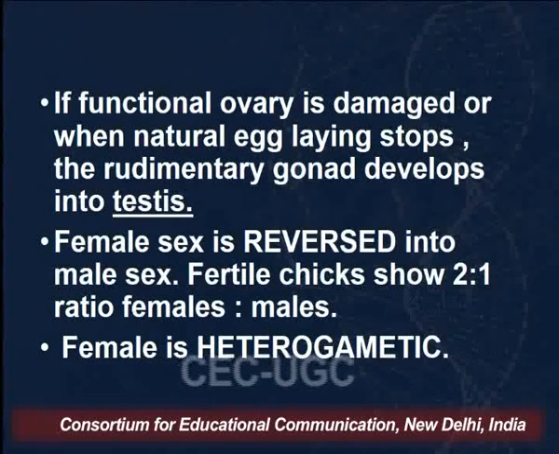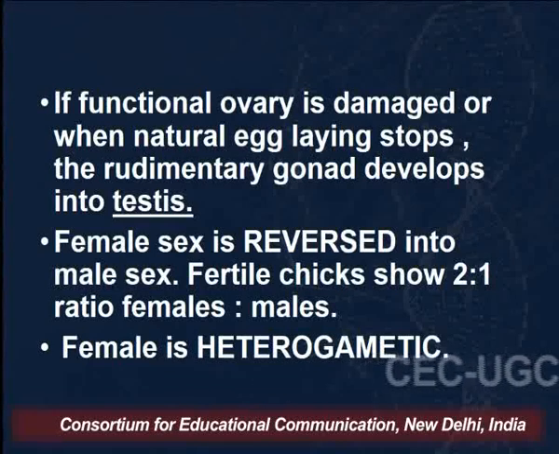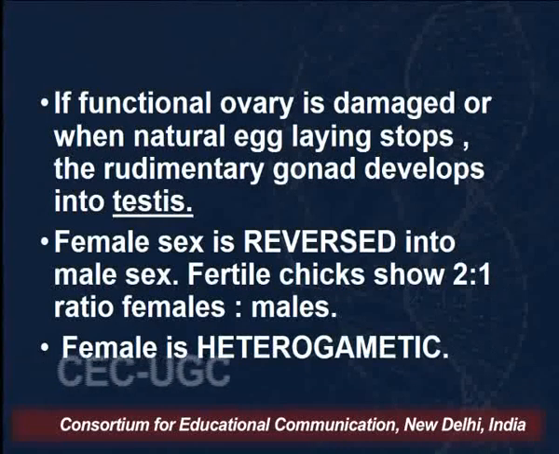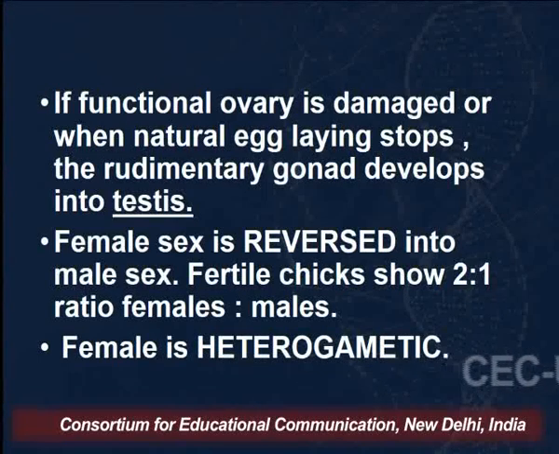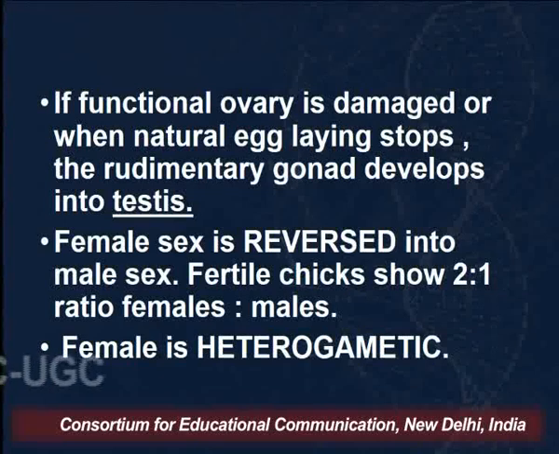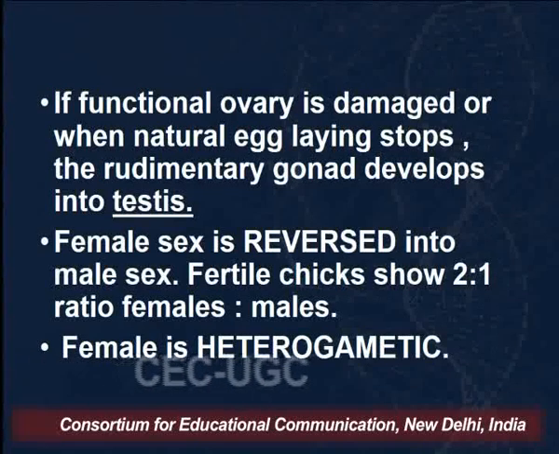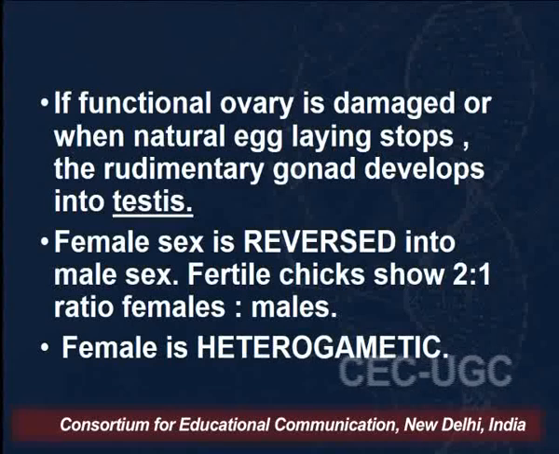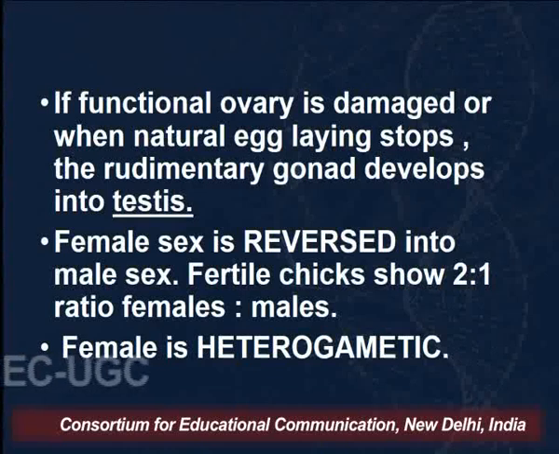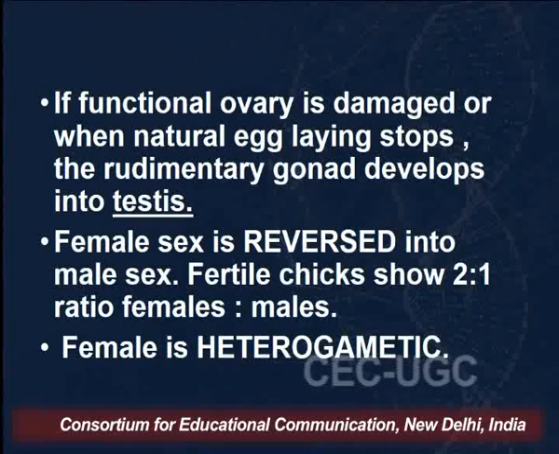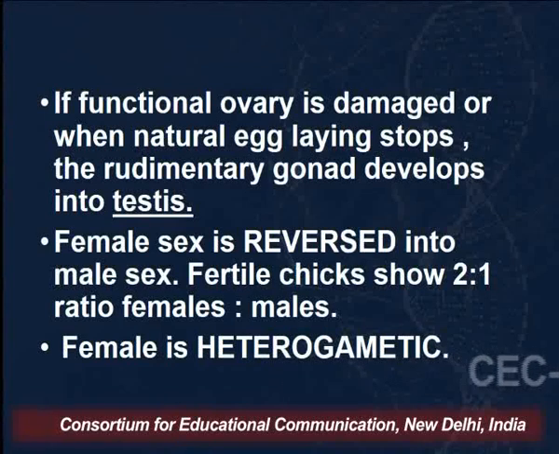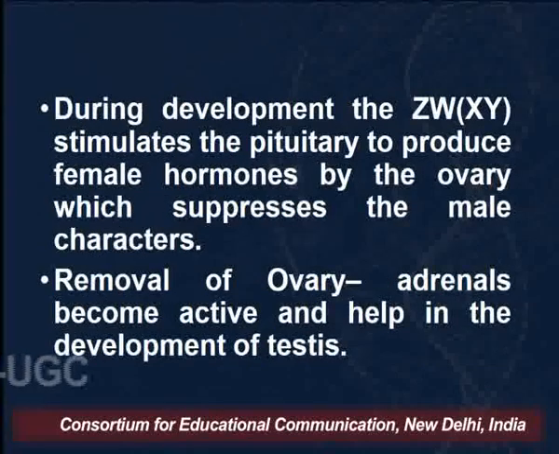If somehow the functional ovary is damaged, or a time comes when the natural egg laying stops, then what would happen? The rudimentary gonad which was left is not going to develop into a second ovary. It would now grow and develop into a testis. So that means the female sex can be reversed into a male sex, and fertile chicks now will show a 2:1 ratio of females and males, and we know that the female in the case of fowls is heterogametic.